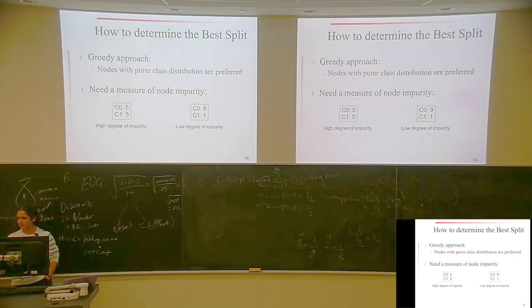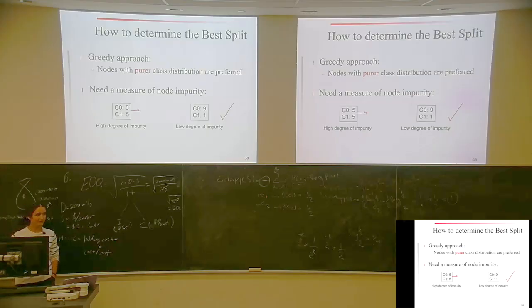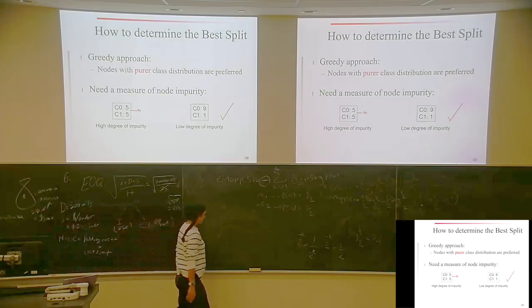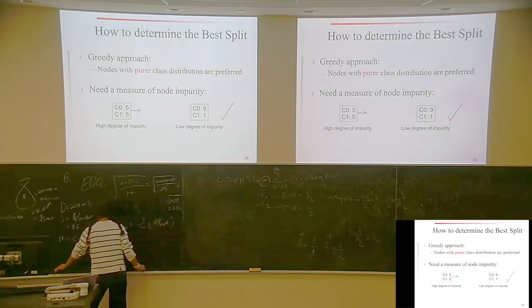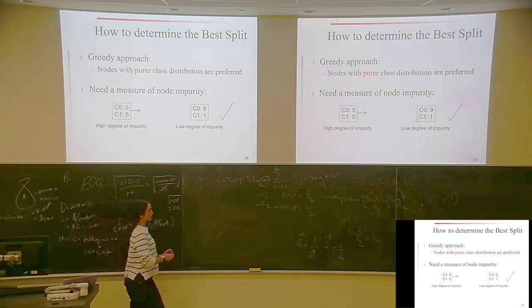So let's look at these two examples. Which one has the highest purity? This one, right? This is not. What is the entropy of this one? 5 examples belong to class 0, 5 examples belong to class 1. What is the entropy? 1, right? Because half of the examples belong to class 1.